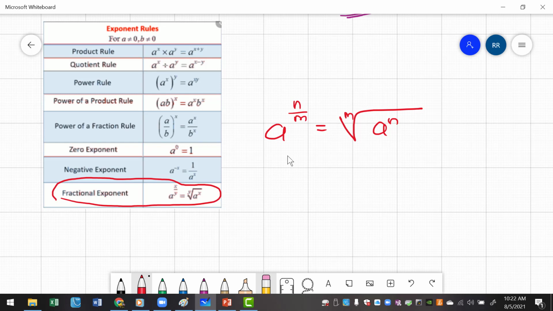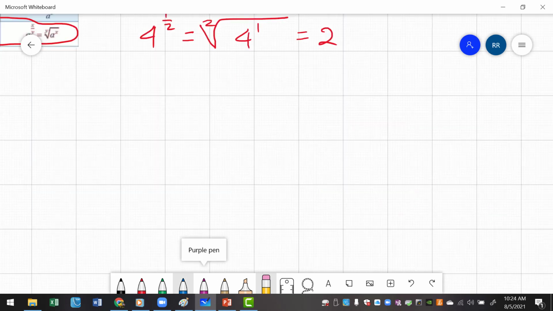So let's say I have 4 to the power of 1 over 2. I can write it down as a square root, because this is to the power of 2, so this is the square root. This is 4 to the power of 1. So if I use a calculator, I will get just 2. It's simple as that.